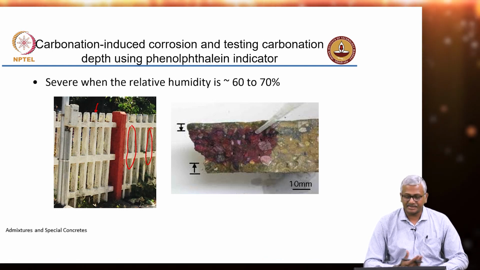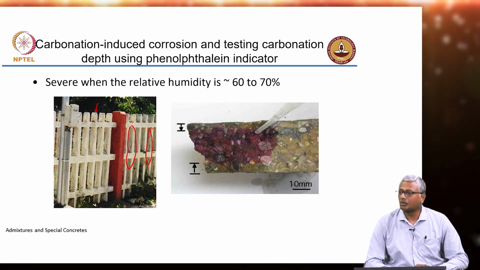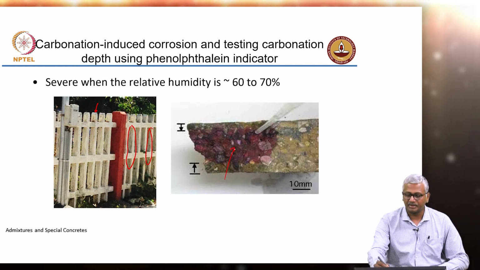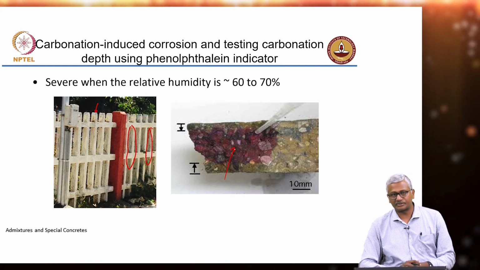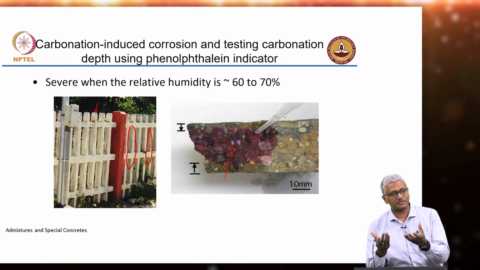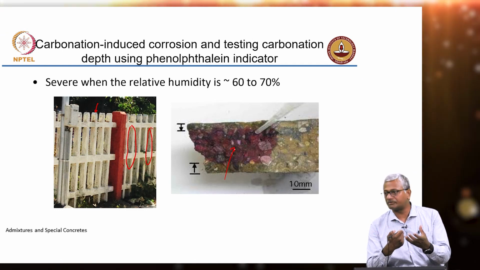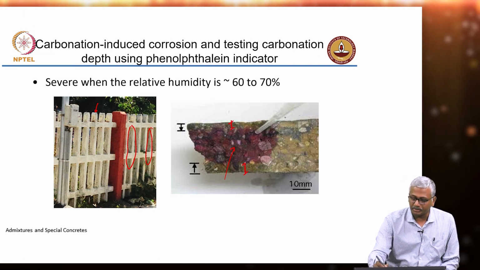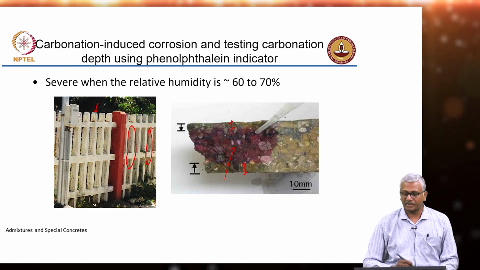So to assess corrosion, what typically is done is you take a sample of the concrete and you spray phenolphthalein on the cut surface. You split it so that you expose the surface and you spray phenolphthalein. Wherever you get no coloration is the zone that is carbonated.